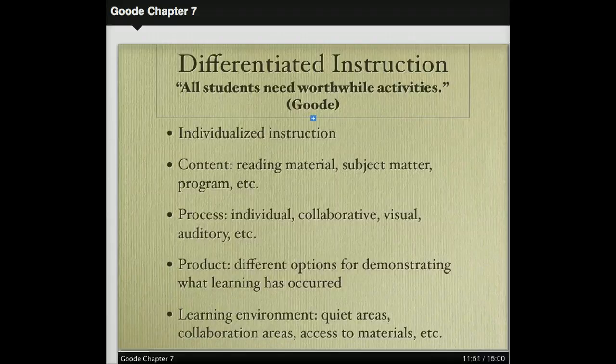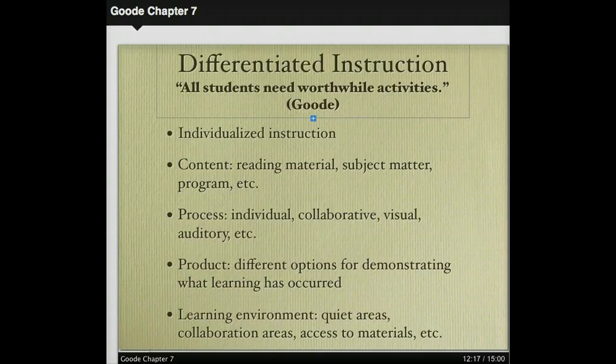So what differentiated instruction is can be individualized instruction. You can differentiate in a variety of ways, and that can be through content. They can have different things that they're learning. They can use different reading materials. You can use outside programs, and we'll talk about that in a second. You can differentiate how a student learns. They can work collaboratively or by themselves. Perhaps they're visual or auditory learners. You can provide those resources for them.